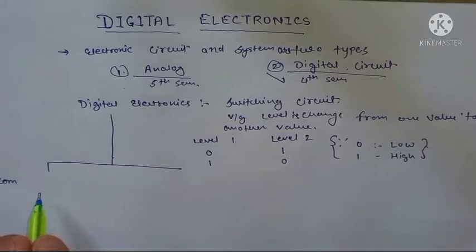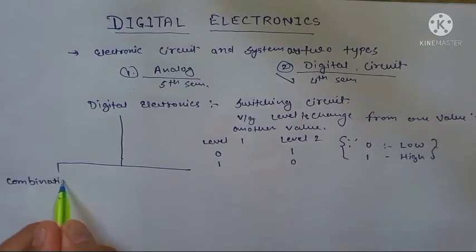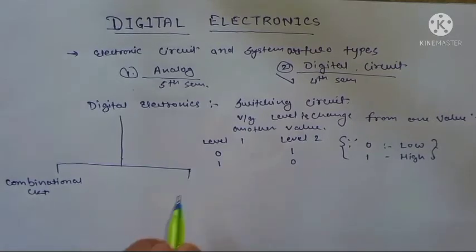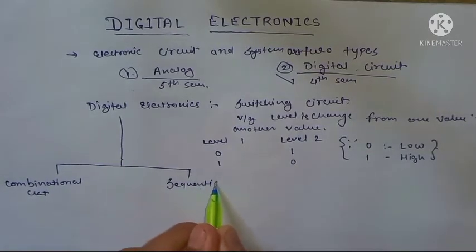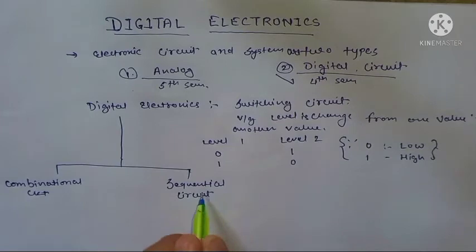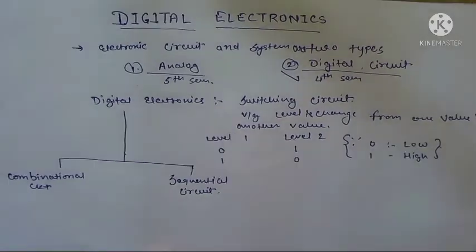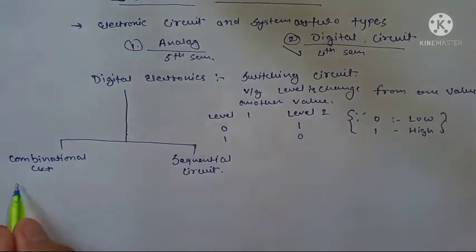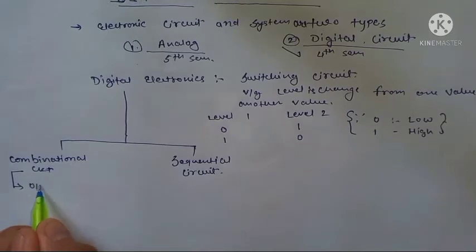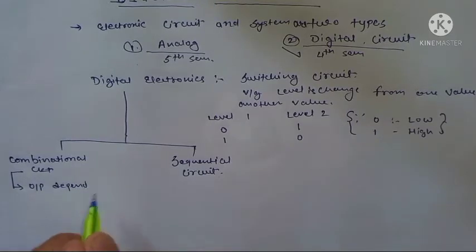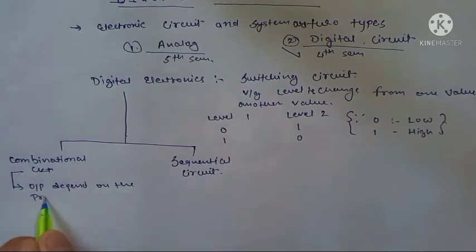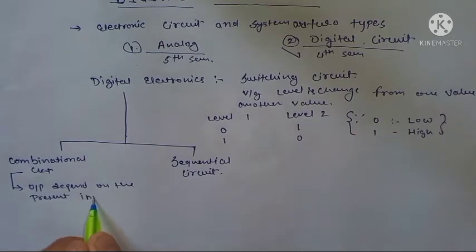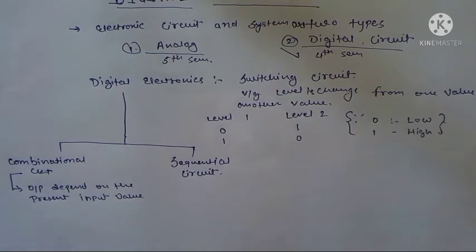Now digital electronics or digital circuits are of two types. First one is combinational circuit and second one is sequential circuit. Now let's compare combinational circuit and sequential circuit for your better understanding. Let's start with the combinational circuit. The output of the combinational circuit depends only on the present input value. There is no option or feedback to make any changes to the output value.